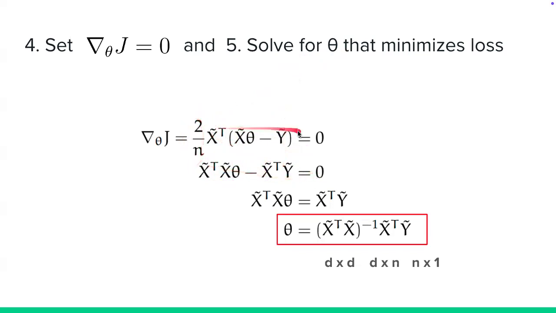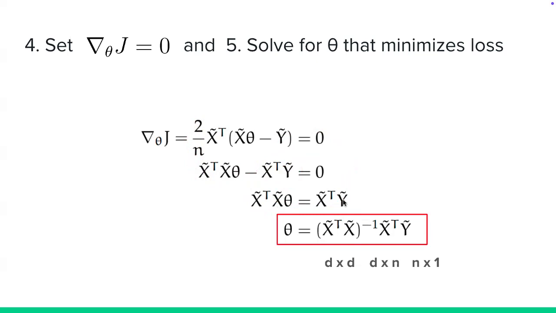And because we have 0 on the other side, if we just divide both sides by 2 over n, this goes away. So we don't have this anymore. So then we move this term to the other side of the equation, and we get X transpose X theta equals X transpose y. And then, just like in regular algebra, we need to separate theta. We need to solve for theta.